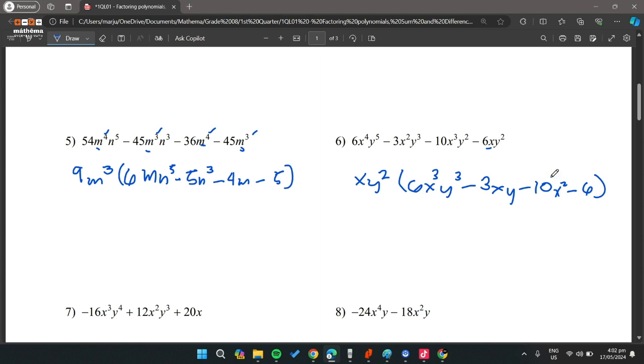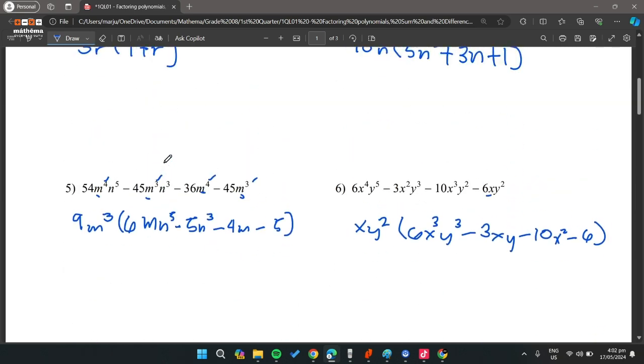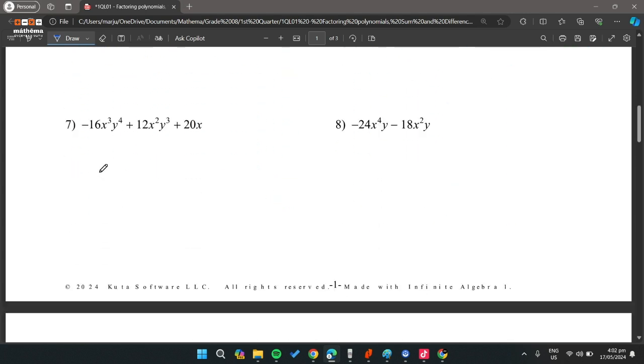Alright, do we have any questions so far? We are done with numbers 1, 2, 3, and 6. Do we have any questions so far or clarifications before we proceed with number 7? Alright, so I think wala namang questions, right? So let's have number 7.